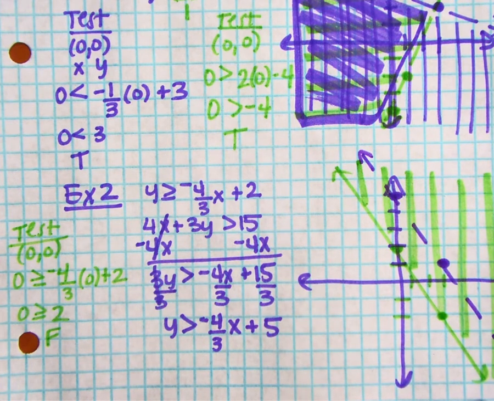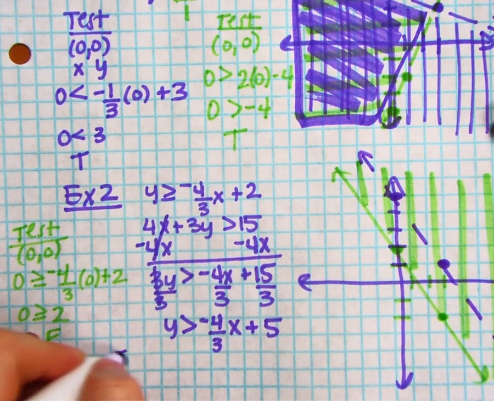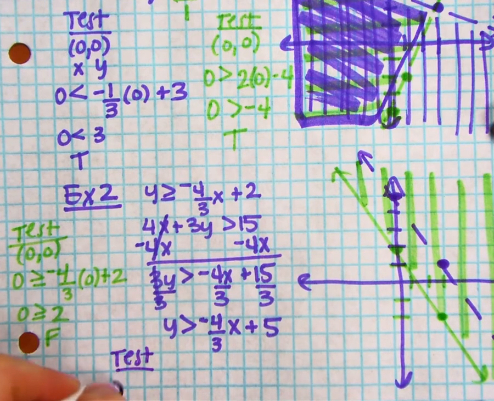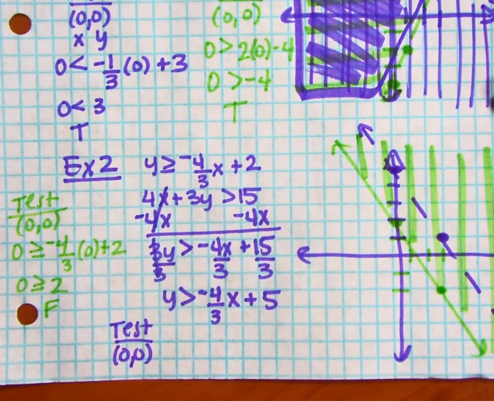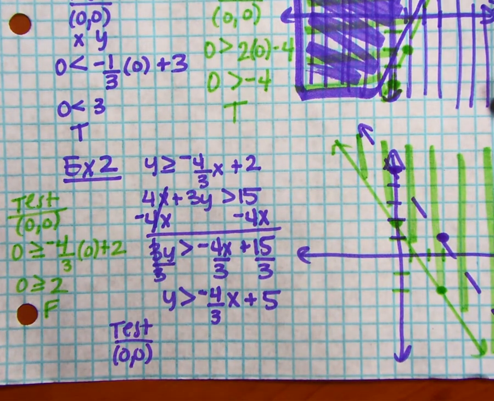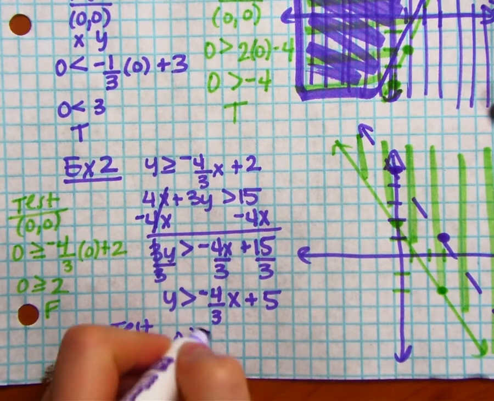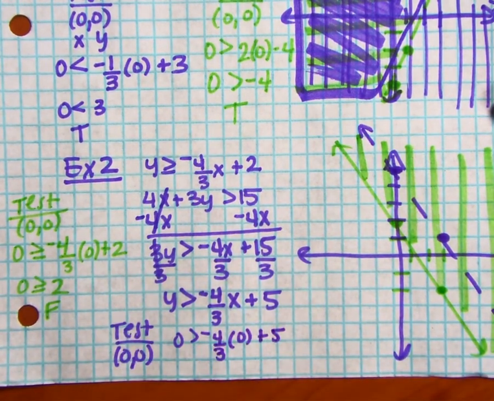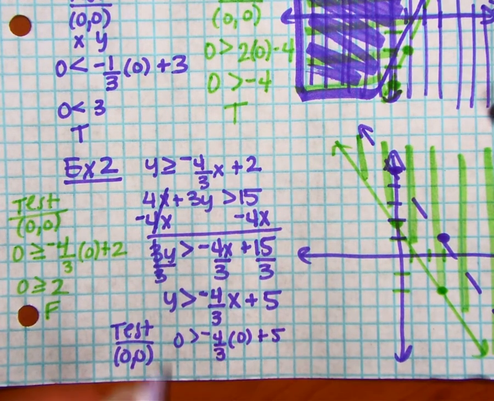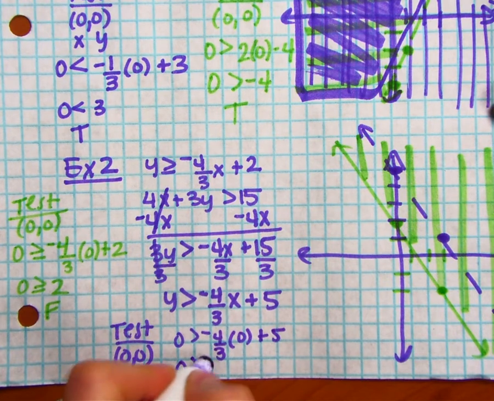So I'm going to be testing my point. 0, 0 is not on my line, so I can test it. So if I test 0, 0, I'm going to test it sideways, going to the right on my paper. If you have room and you wrote smaller than me, go you. Alright, so I'm going to replace my zeros. Negative 4/3 times 0 plus 5. So my y became a 0 and my x became a 0. And you should be left with 0 is greater than 5.